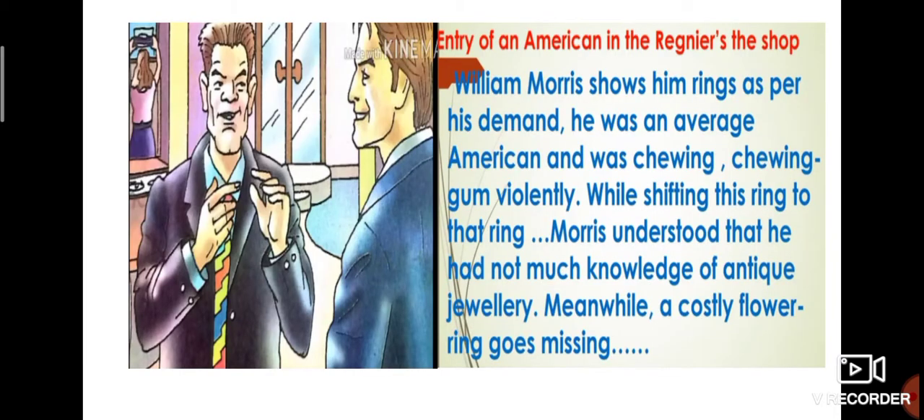Now, in the next scene, what happens? There is an entry of an American in the Rayner's shop. William Morris shows him rings as per his demand. He was an average American and was chewing gum violently. While shifting from this ring to that ring, Morris understood that he had not much knowledge of antique jewelry.